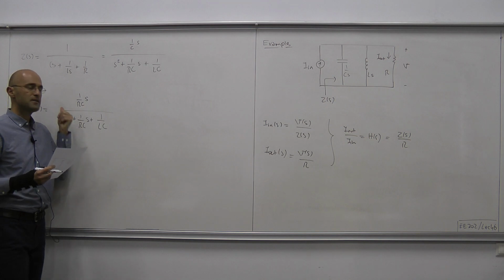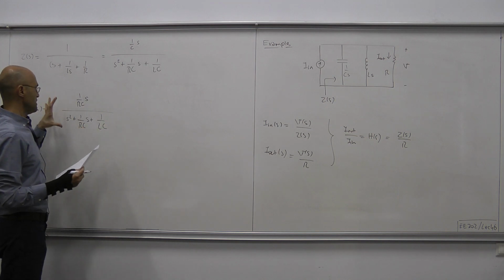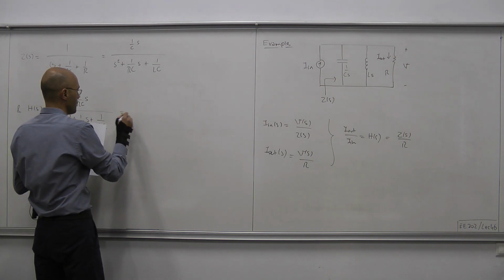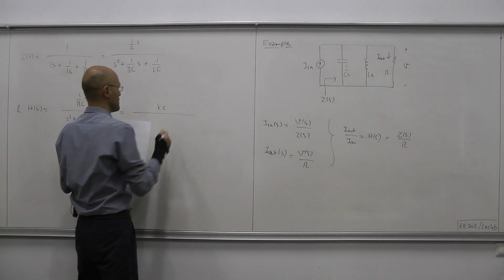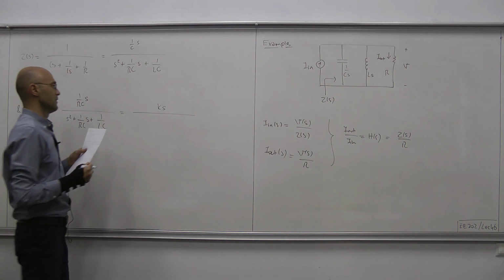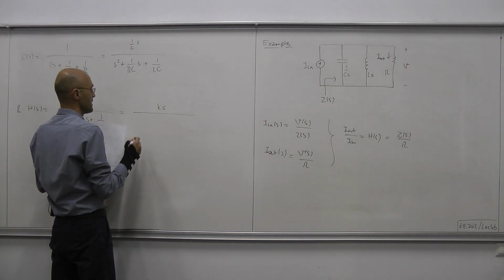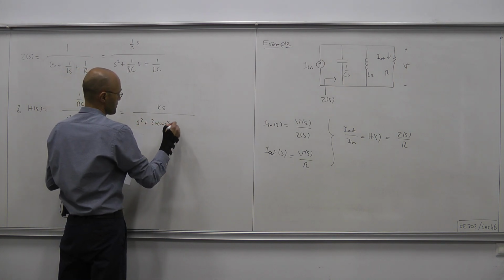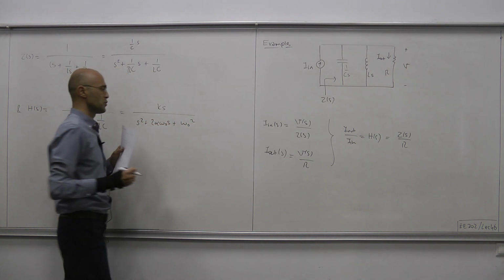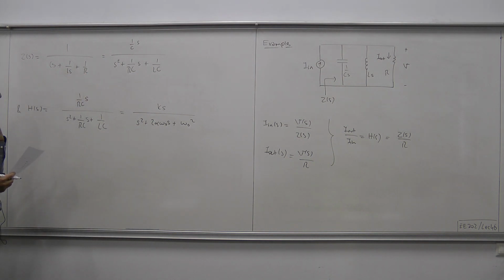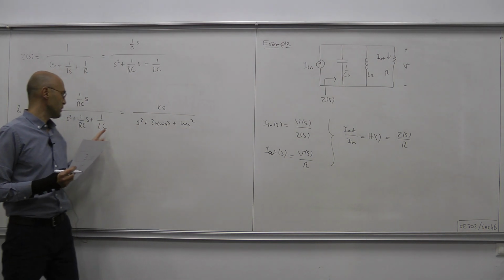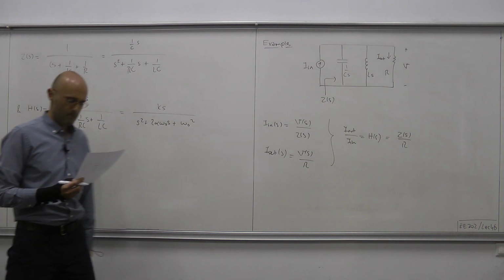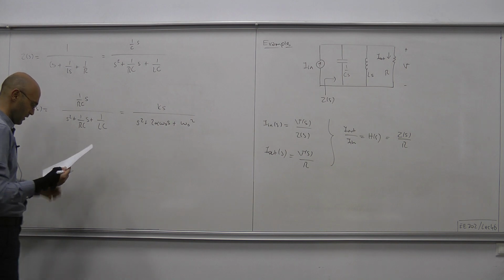Okay, clearly it is in the second order bandpass filter form, which we expressed in general parameter form as Ks over s squared plus 2 alpha omega 0 s plus omega 0 squared. And omega 0, which is 1 over square root of LC, was our center frequency for our bandpass filter.